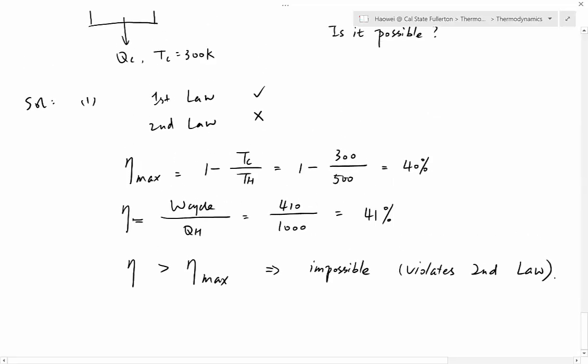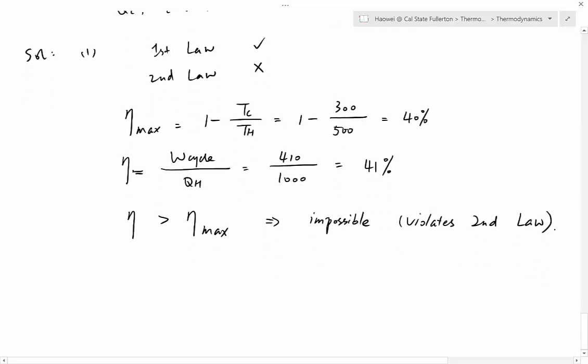So when you design any thermal system, you have to make sure to check your design against both first law and second law. You cannot violate any of them, otherwise your design is wrong.